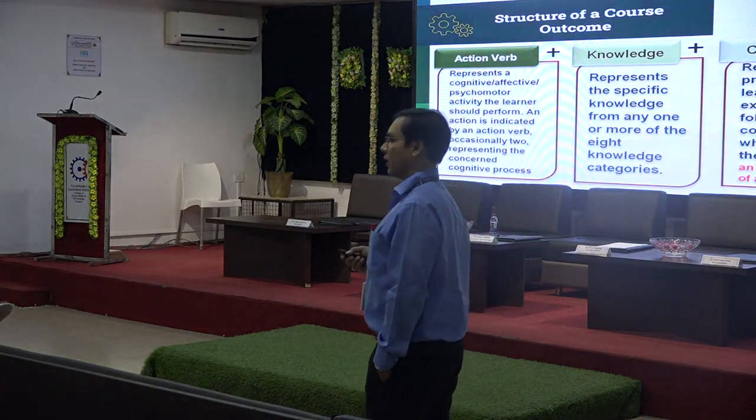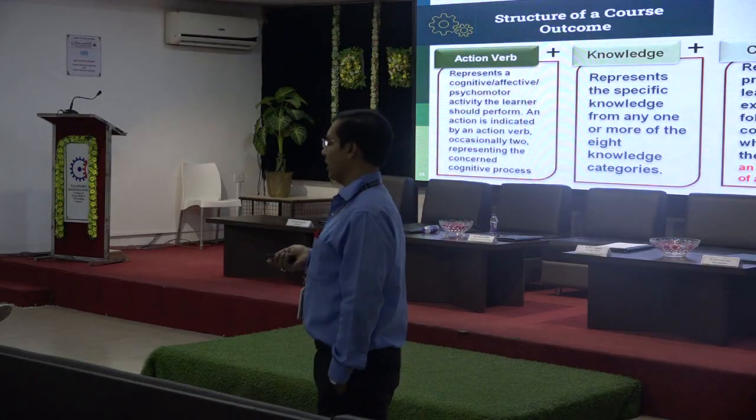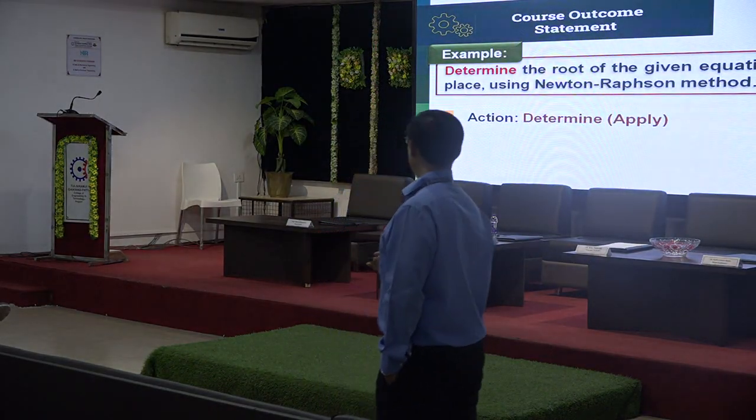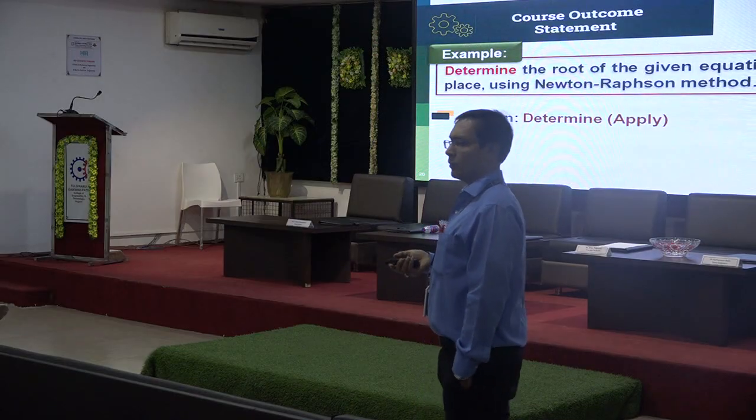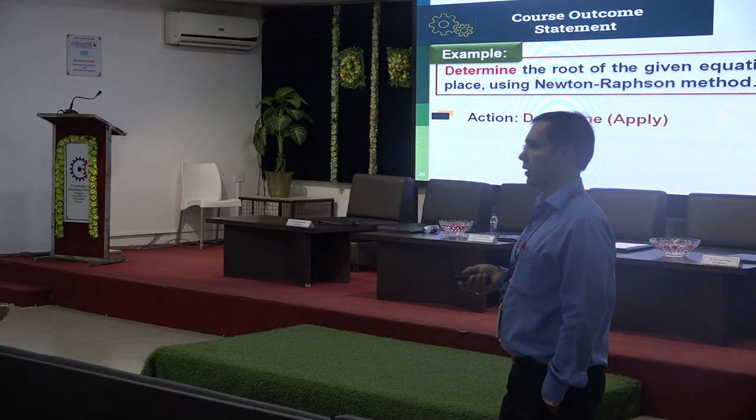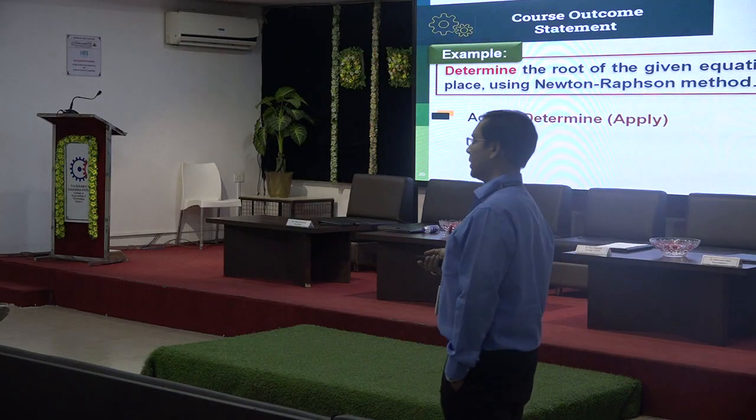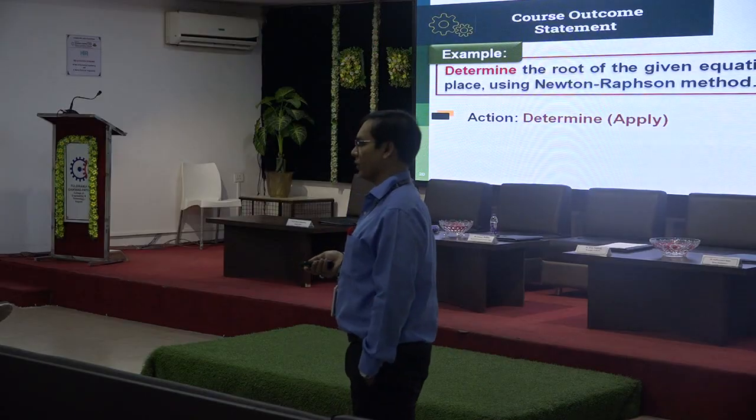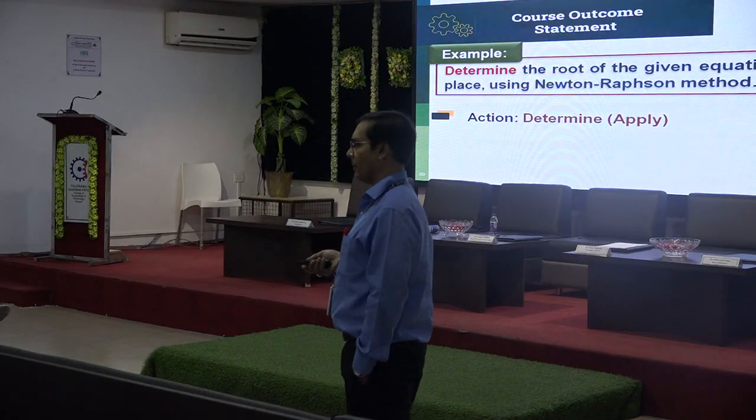In these 4 categories, if we divide, then you will come to know that first is the action verb. So what is the action verb which we have used here? The action verb which we have used here is determine. So determine comes in the apply level. Apply level is the 3rd level of your taxonomy layer.